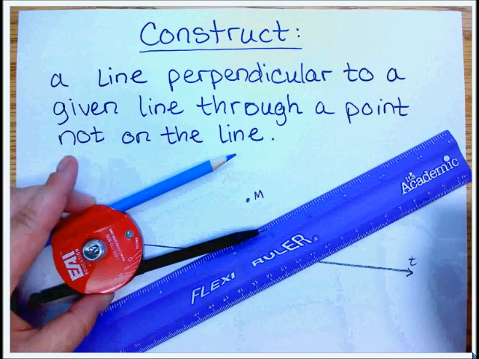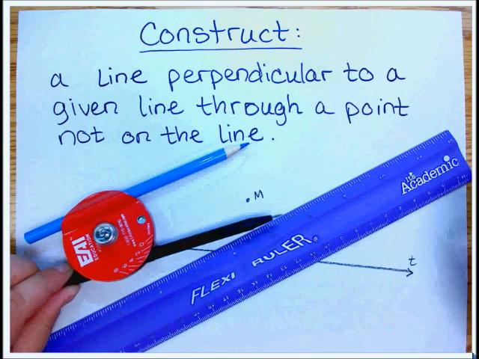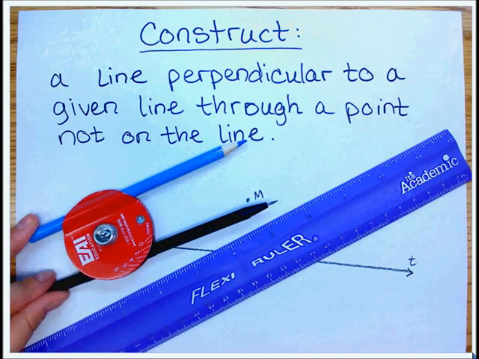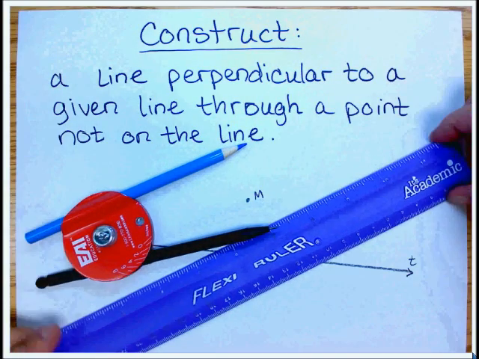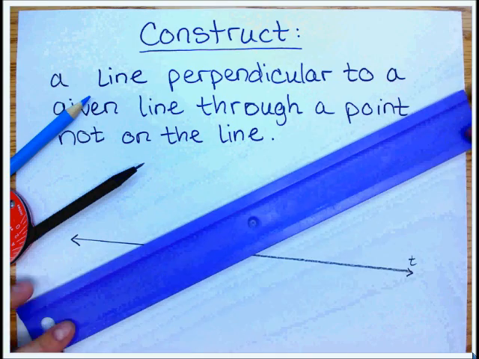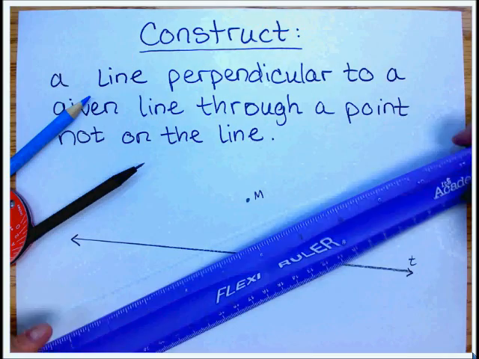Okay, so as with any construction, you need a compass that is tight so that it doesn't adjust while you're drawing your arcs, and you need a straight edge. That can be a ruler or any other straight edge. It doesn't have to have markings on it.